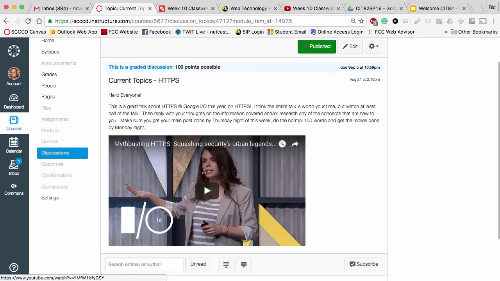So it's just really good to understand what this is, how it works, and then really moving forward, Google and everyone saying we need to move to probably HTTPS everywhere. And I say in here, you just have, at the minimum, watch at least half of the talk. It's a 42-minute talk, so I know it's a little long, but it's worth your time, but at least get half of it in, right?